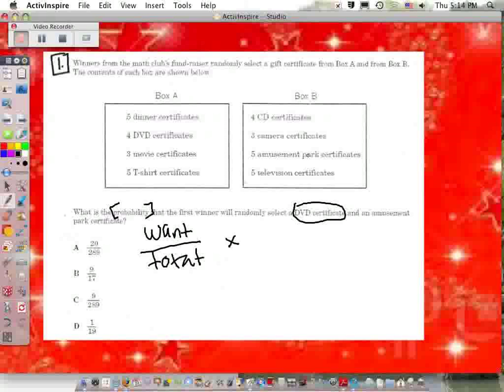What do you want out of box B? Well, I want amusement park certificates. What do you want? How many of them are in there? Over the total. Stop putting 1 as you want. You're gonna choose 1, but when you reach in the box, there are 4 possibilities out of that total. Do not put a 1 at the top unless there's only 1 in there. So then you'll simplify and you multiply. Very basic, very, very easy.